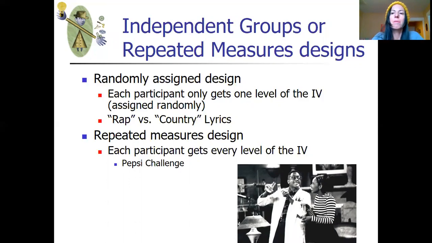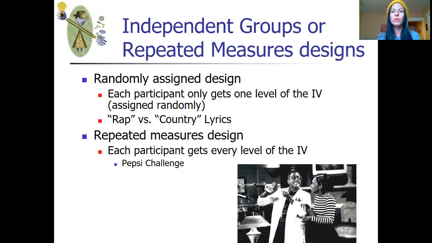A different way of doing this would be the repeated measures design. Instead of having two different groups, with different people getting rap and different people getting country, you have one group, and they get both conditions. We wouldn't be able to do this in the rap versus country experiment, because it would really mess up our results. People would know the purpose of it, and then they would start acting weird. But we can do this in a lot of different cases.